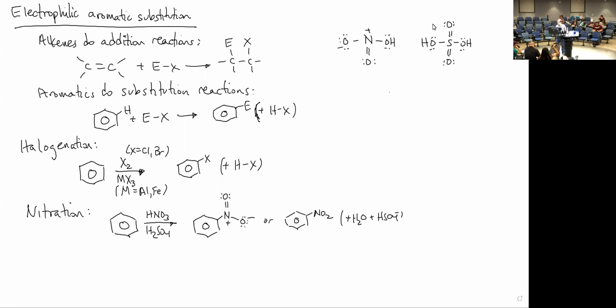Good. Questions on either of those two reactions? Bottom line here is you treat benzene with nitric acid and sulfuric acid, you get nitrobenzene. So that's another one of our 6 reactions.